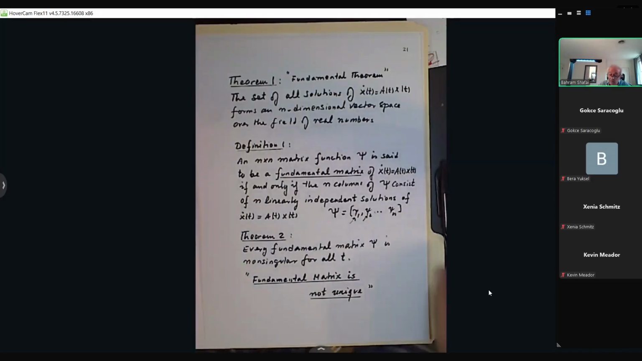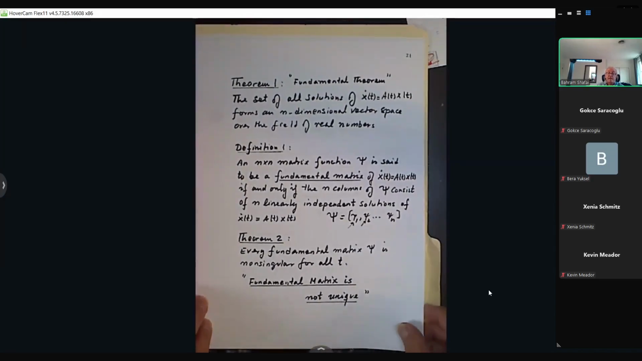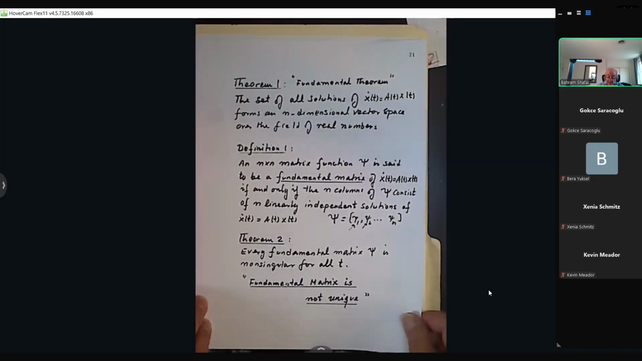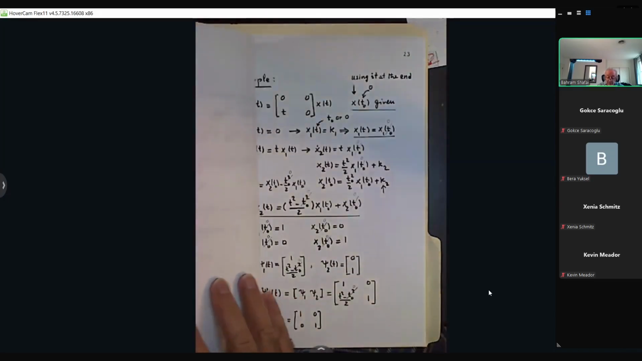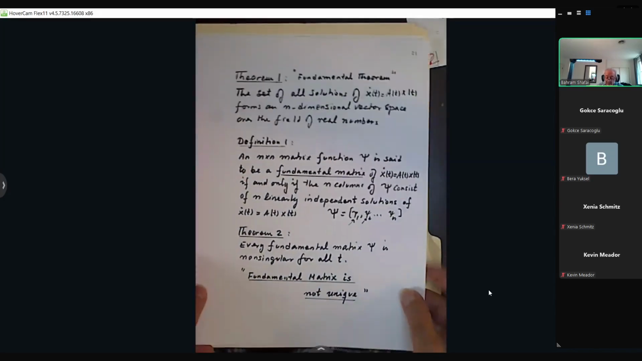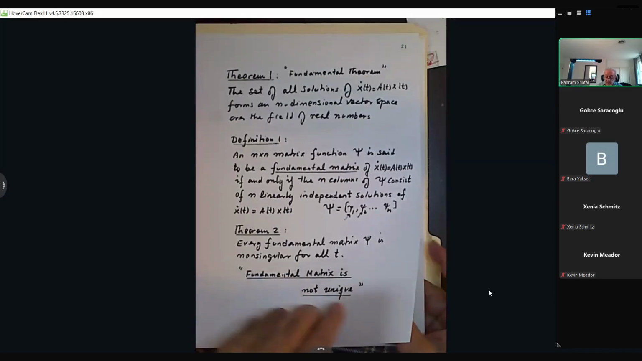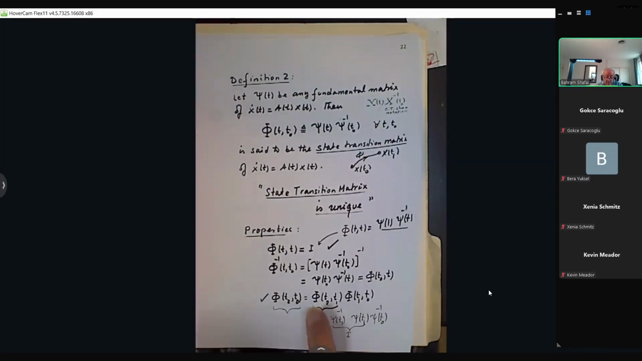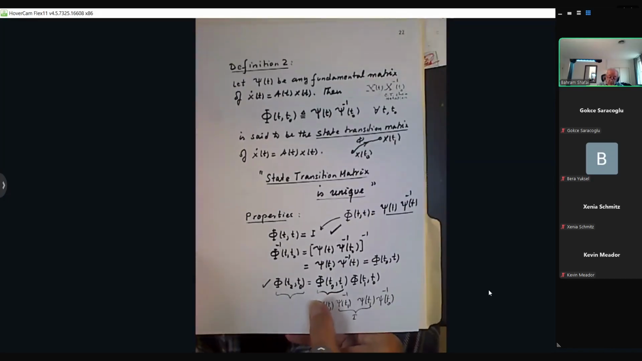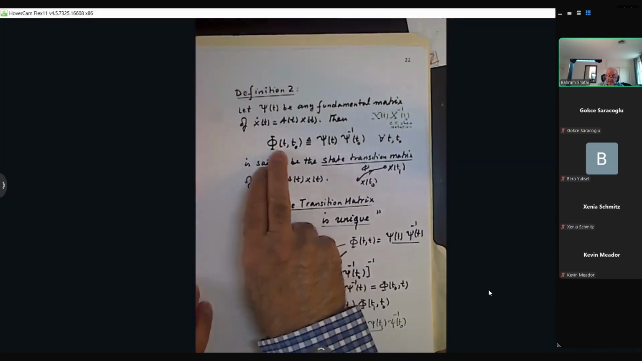Okay, so I talked about the fundamental matrix and also the state transition matrix and the theoretical background of that. One thing that we noticed is that the fundamental matrix is not unique, but the state transition matrix is unique. Obviously it should be unique, because you want to find the solution properly. You need something that provides uniqueness, and that is the phi.